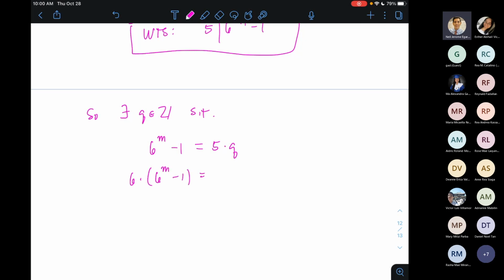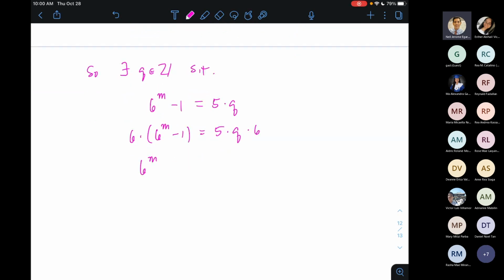And I think this is what Victor was trying to do earlier. So mag-multiply ako ng 6 to both sides. Okay? Tapos yung left-hand side, magiging 6 to the power m plus 1 minus 6 equals siya kay 5 times q times 6. Okay? Everything is fine so far.